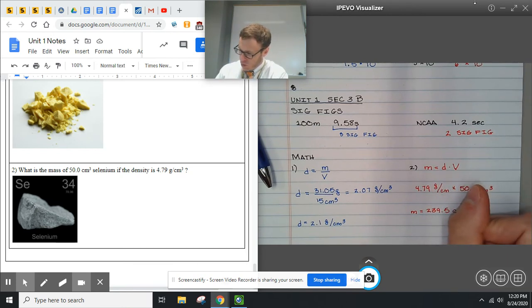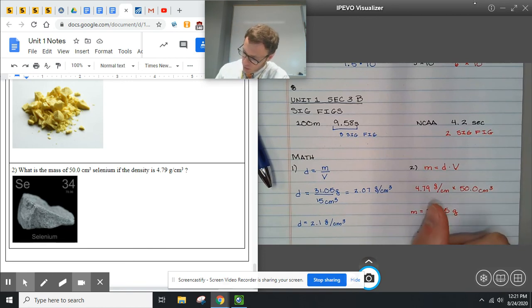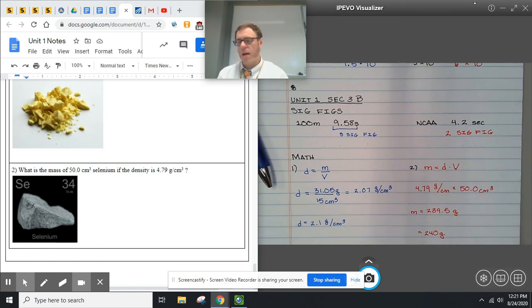So our mass is going to equal 239.5 grams. However, our volume measurement has 3 significant figures, and our density measurement has 3 significant figures, which means our answer for mass can only have 3 significant figures. So we say, all right, 1, 2, 3. We have to round to this spot. The next number is 5, so we're going to round up. So we get 240 grams. That is how we do math with significant figures. We're going to do a lot of practice with this in class, so don't think this is the only practice you're going to get.